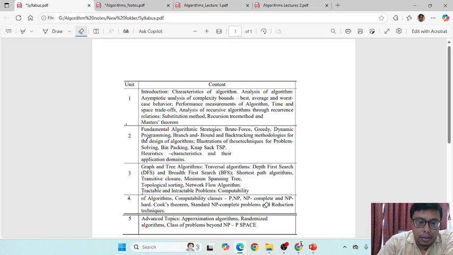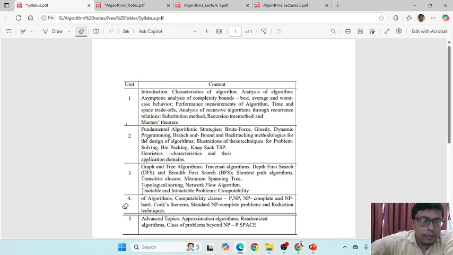Then we shall learn about various algorithmic strategies which are required to solve different problems. That means brute force algorithm, then greedy, dynamic programming, backtracking, branch and bound, and all these things. I will be covering each of these algorithmic strategies with several examples so that the concept is clearer to you. So these are the two sections.